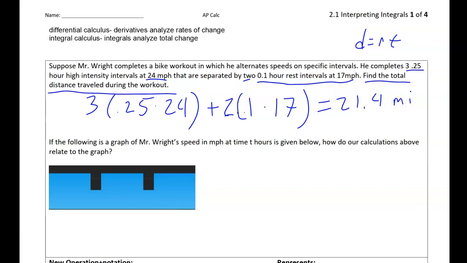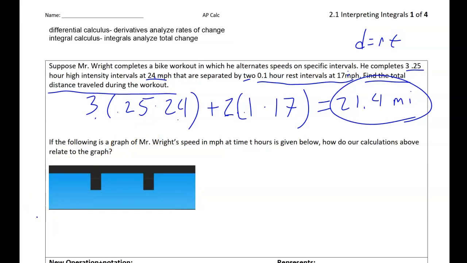And that makes sense because we were going 24 miles per hour some of the time and 17 miles per hour for some of the other times. So this result makes sense in context. And this math is pretty intuitive math, right? So the time times the speed gives you a distance for each of the 3 intervals.